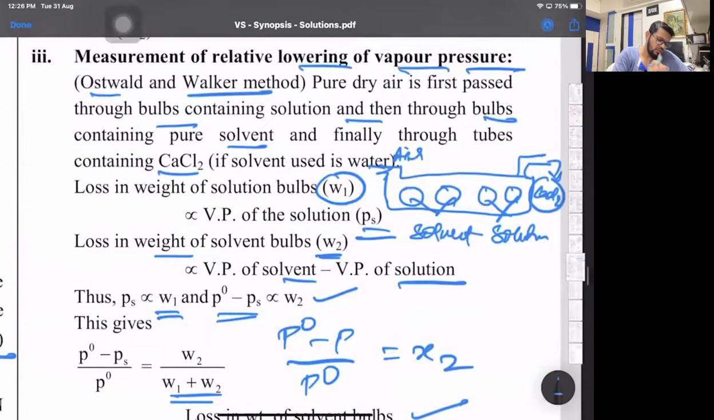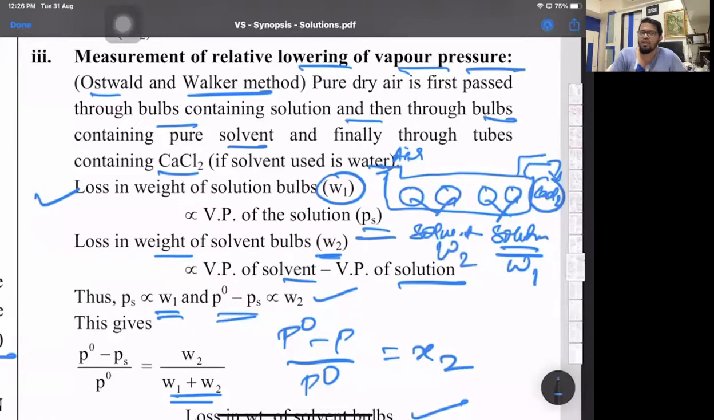So understand carefully now. Just see this part. Loss in weight of solution, W1, will be the vapor pressure of the solution, because pure vapors will already have come and the vapors taken from the solution will be negligible, because the solute is non-volatile. Loss in weight of the solvent tubes is written as W2. So solvent is W2 and solution is W1. That's how they have shown it.